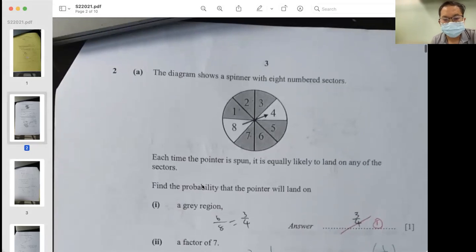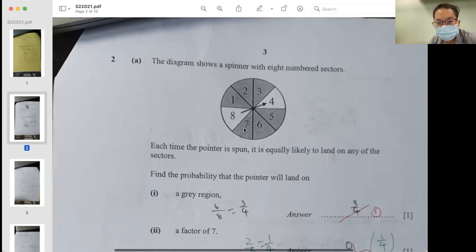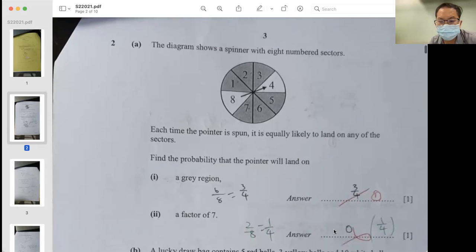Then part B: find the probability of a factor of 7. The factors of 7 are only 1 and 7. So 2 out of 8. 2 out of 8 in simplest form is 1 out of 4.